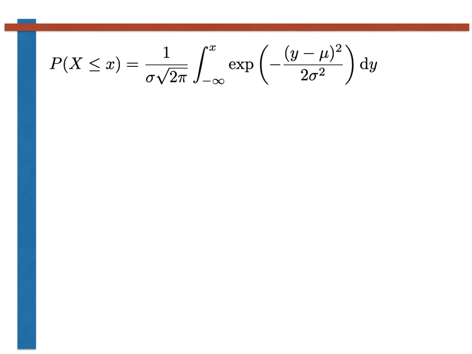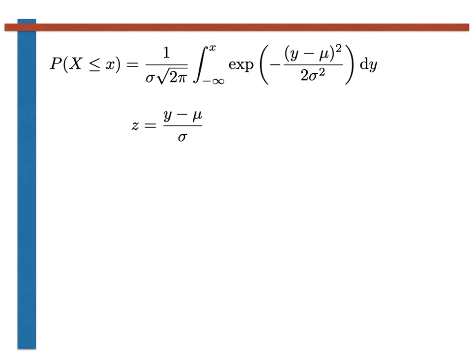Well, let's suppose that we want to calculate the cumulative probability distribution function for the normal distribution. This cumulative probability distribution is given by the integral shown here. This integral can be solved by substitution. In particular, we will use the substitution z equals y minus mu all over sigma. To do this definite integral by substitution, we need to change three things.